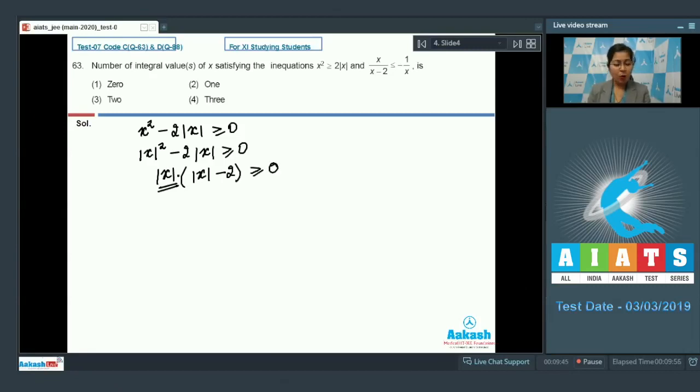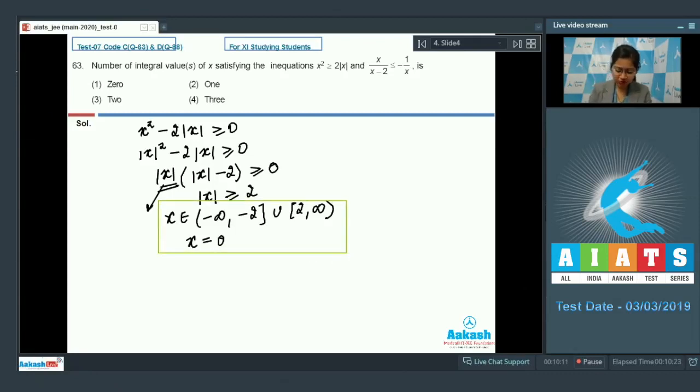Now we know that this is always positive, so from here we get that mod x is greater than or equal to 2. That is, x belongs to minus infinity to minus 2 closed union 2 to infinity. Also from here we get that mod x is equal to 0, that is x is equal to 0. So here x equal to 0 is also a solution. So from here we get these solutions.